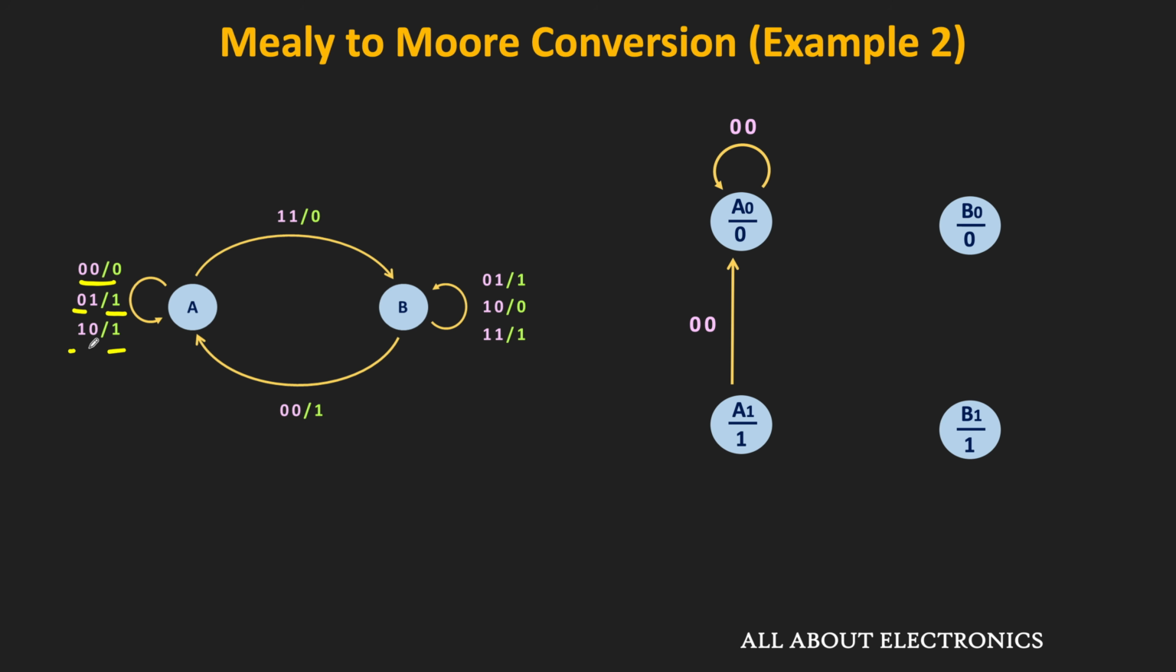So similarly, for the 0, 1 and the 1, 0 input, the output of the machine is equal to 1. So for these 2 inputs, from the A0 state, the machine will go to the A1 state. Because in these 2 transitions, the output of the machine remains 1.